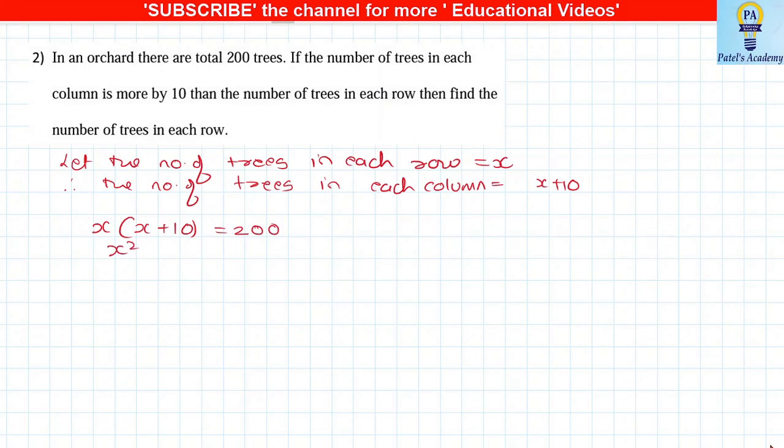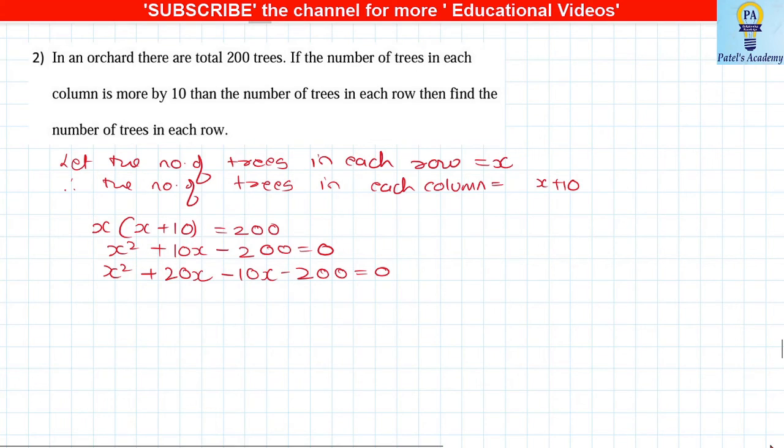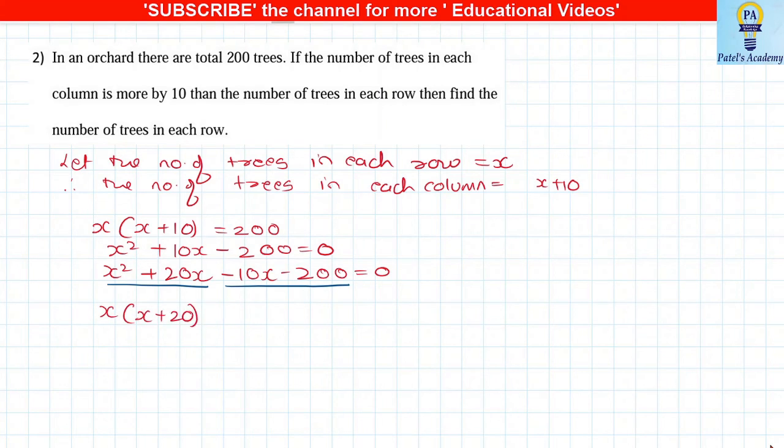Okay, open the bracket, x square plus 10x, shifting 200 to the left hand side. I want two numbers. The numbers are very easy. For x square, the numbers are 20 and minus 10. So x square plus 20x minus 10x minus 200 equal to 0. Okay, common. So what we get is x plus 20 and x minus 10. Sign will change. x plus 20, x minus 10 equal to 0.